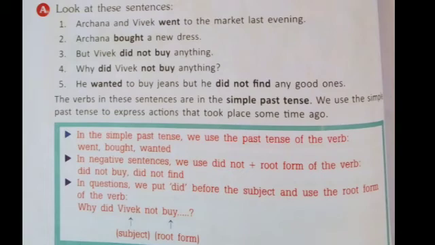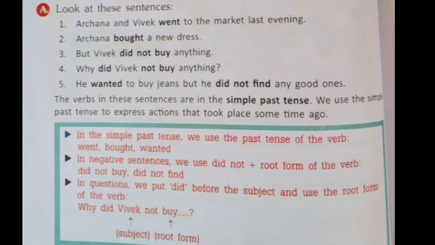We use this simple past tense to express the action that took place some time ago. That means already it has happened. Now in simple past tense, we also use the past tense of the verb: went, bought and wanted. In negative sentences, we use did not plus the root form of the verb, that is, did not buy and did not find. In questions, we put did before the subject and use the root form of the verb. For example, here, why did Vivek not buy? So Vivek is the subject and buy is the root form.